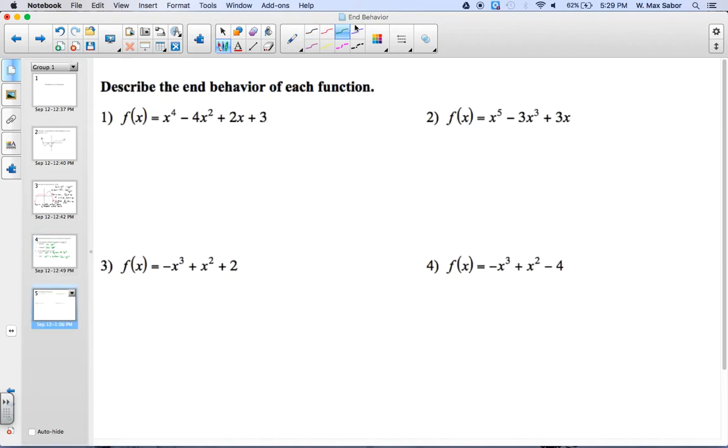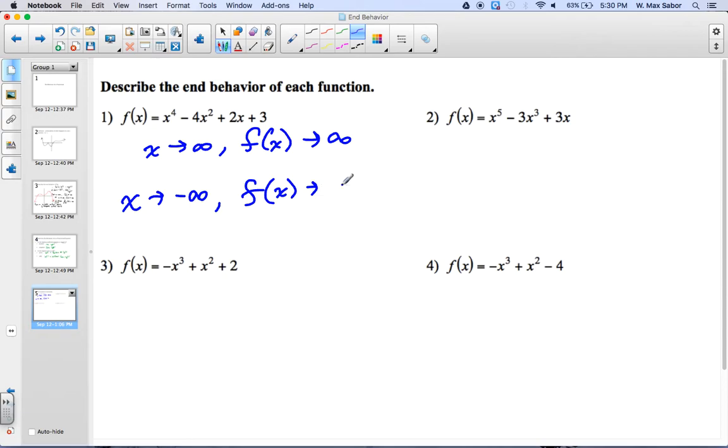So let's practice a little bit. Describe the end behavior of each of these functions. So this has largest exponent of 4, and the coefficient here is positive. So I would say that as x gets closer to infinity, then f of x gets closer to infinity because this coefficient is positive. Because that is even, I know that the pattern will be identical on the left side. So as x goes to negative infinity, f of x will go to positive infinity.